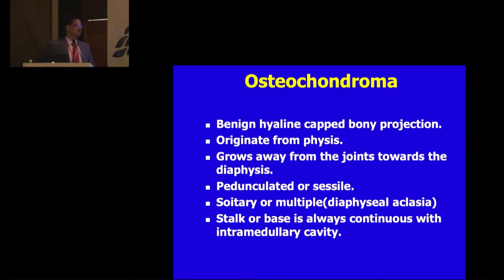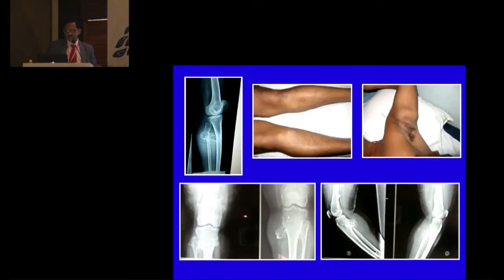Next is osteochondroma. This is a benign, hyaline-capped bony projection. It originates from the physis, and usually it presents not before 2 years of age, but around the adolescent phase, it becomes too prominent and the lumps are prominent. And these are a few of the clinical examples.